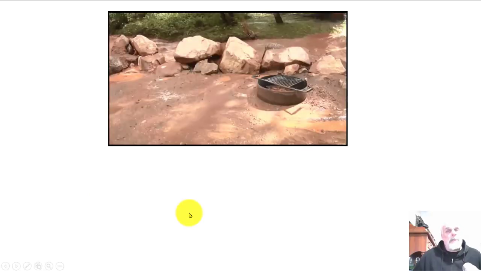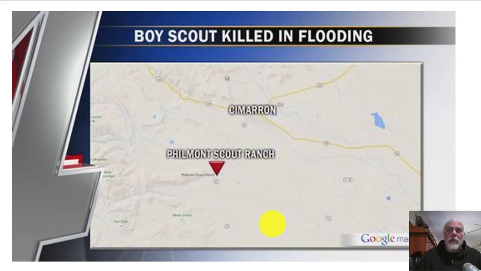Yeah, flash floods are some of the most dangerous and deadliest weather events here in the United States. This happened several years ago where there were some Boy Scouts camping overnight, and then a flash flood came through where they were sleeping, and unfortunately, one of the campers was killed by the flash flood. Like I said, they can be quite dangerous.